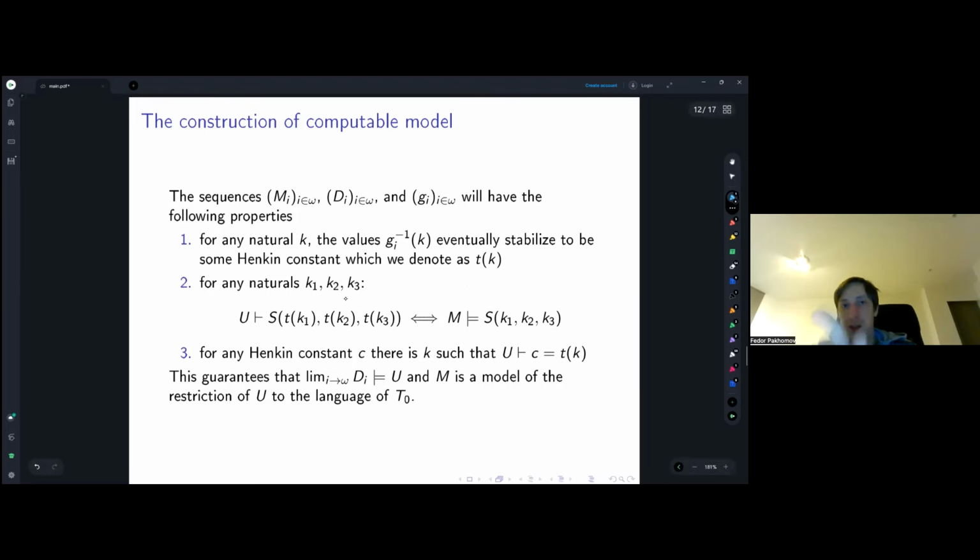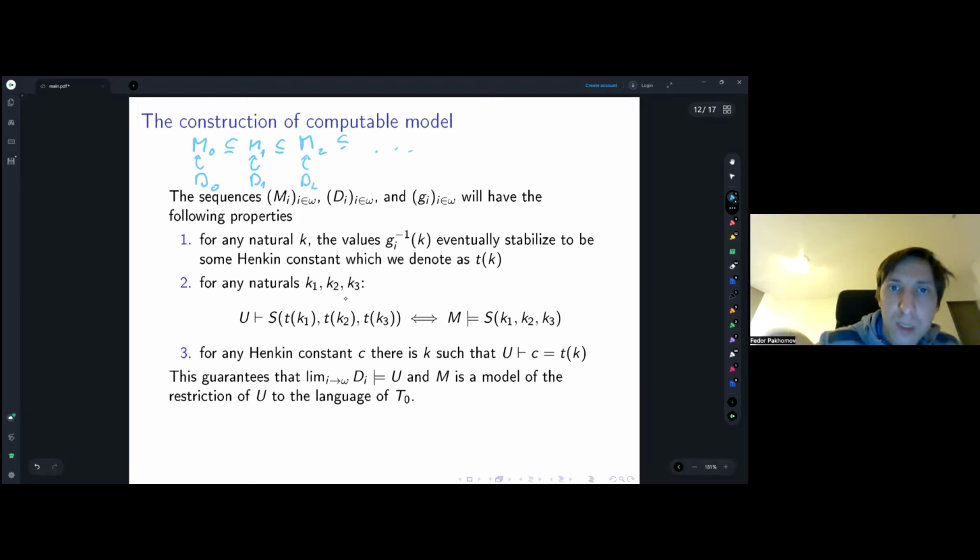Okay, so we have these three sequences, and basically it looks like this, right? So it's the sequence of Mis, so M0, M1, M2, and so on. Right, so then actually the Dis are simply embeddable here, right? So D0, D1, D2, and so on.